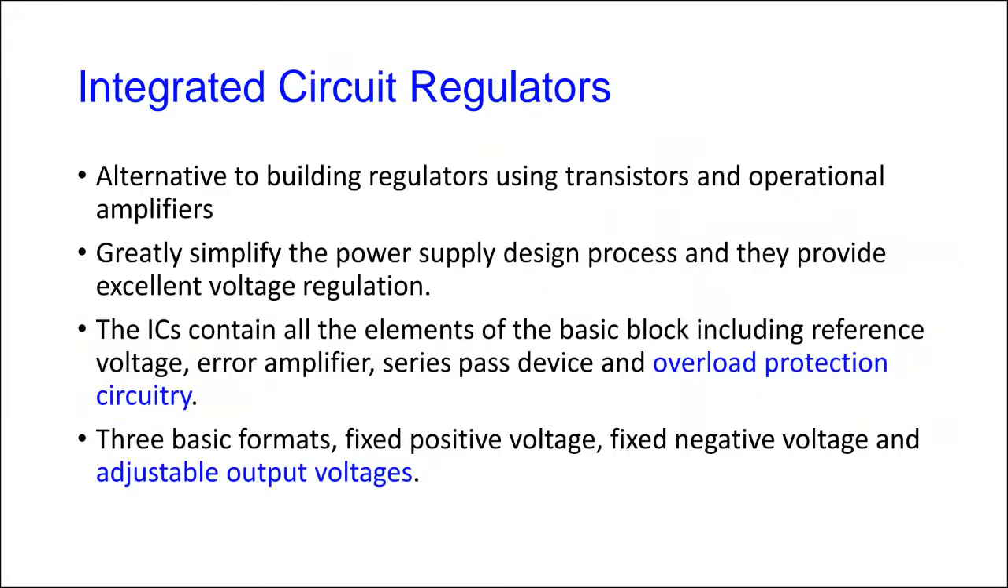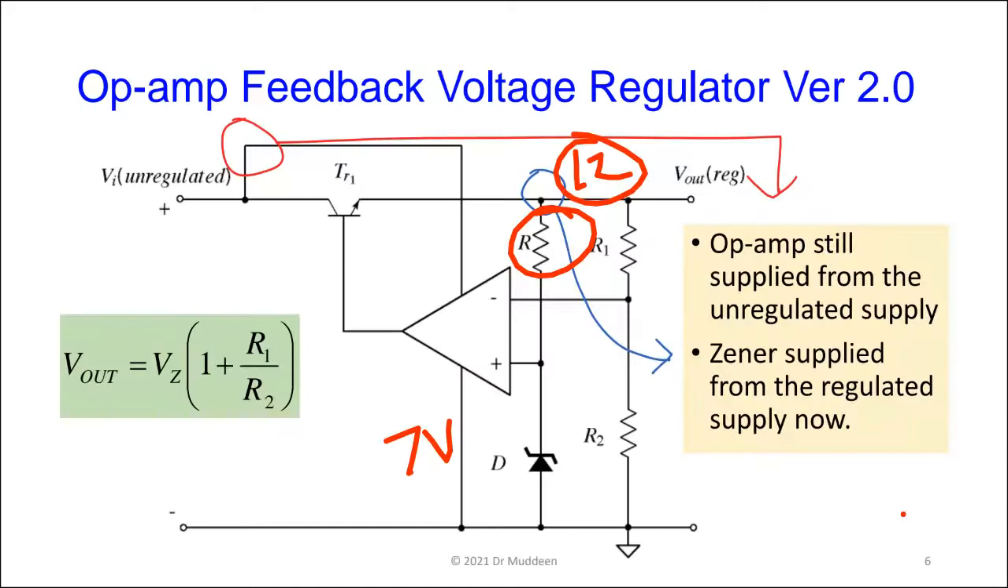Right. So that is the last slides from yesterday, and what we've done now is how you design a regulated power supply using discrete components. And there are advantages to doing it, there are disadvantages to doing it. One of the advantages is that you can basically design it to give you any sort of voltage and current that you want.